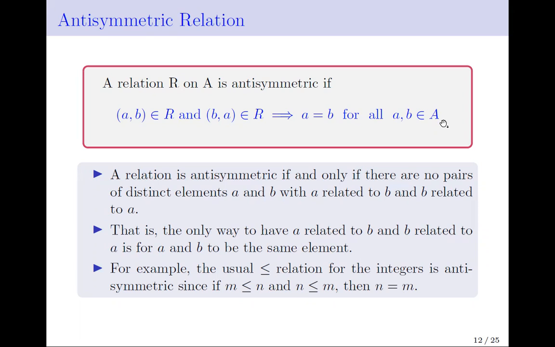That means, suppose if I have (1, 2) and (2, 1) in a relation, then 1 equal to 2. That is the idea. A relation is antisymmetric if and only if there are no pairs of distinct elements a and b with a related to b and b related to a. That is, the only way to have a related to b and b related to a is a and b being the same element. For example, consider the set of all integers with the usual relation less than or equal to. We know that if m is less than or equal to n and n is less than or equal to m, then we have n equal to m.